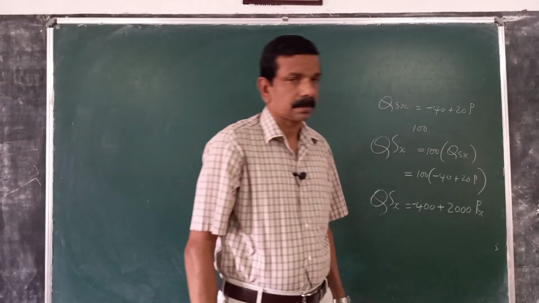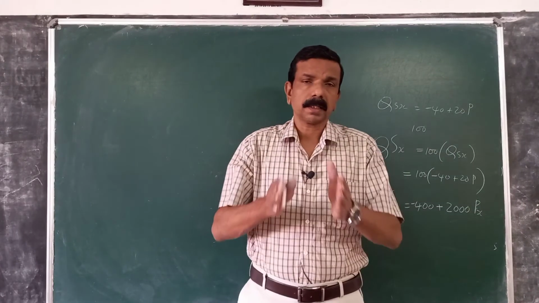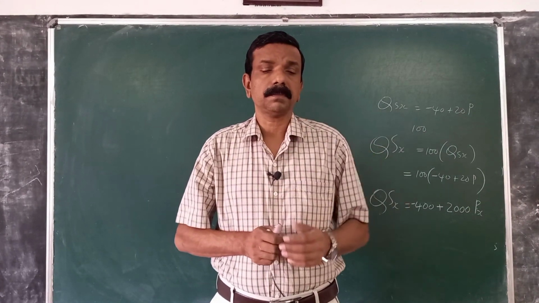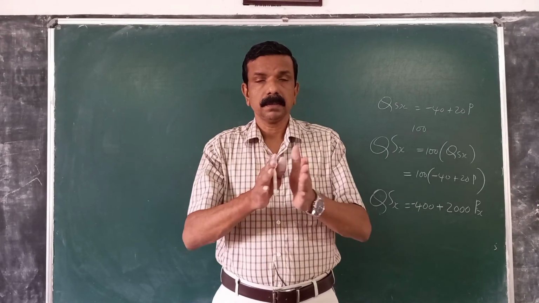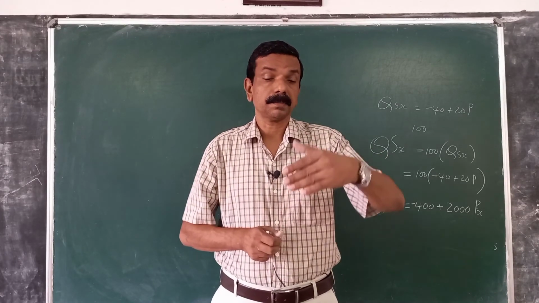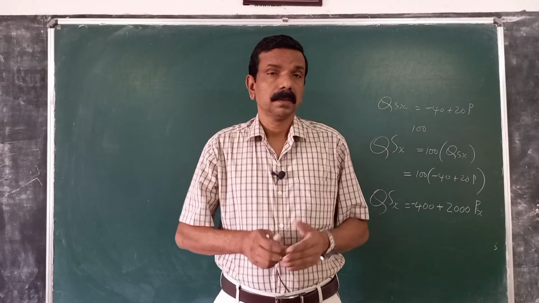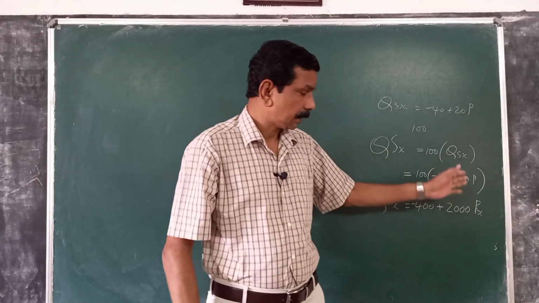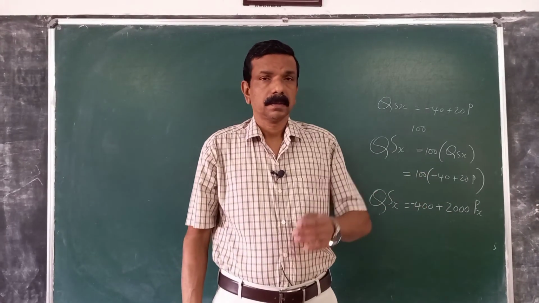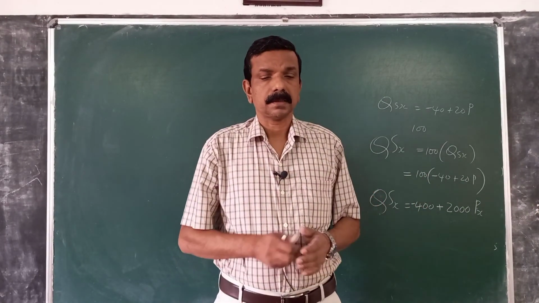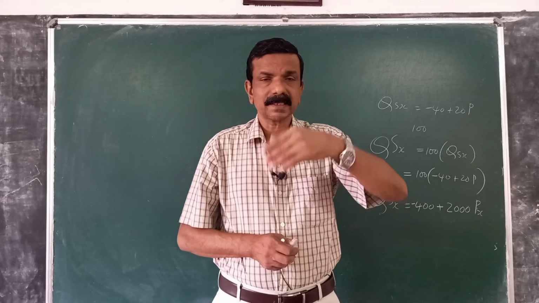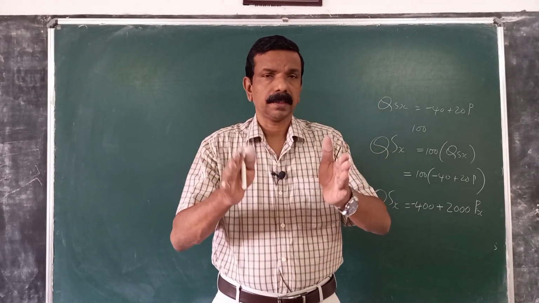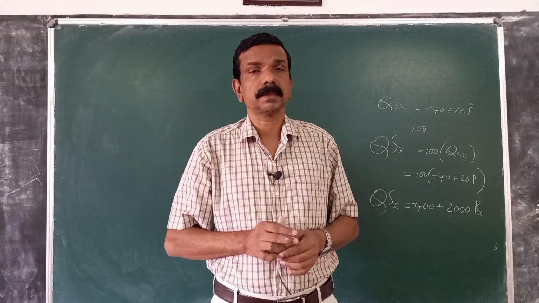So market supply is obtained by horizontal summation of individual supply curves. We will say market supply is obtained by horizontal summation of individual supply curves. That is the other side of the market. And in the next class, we will combine both and derive the market equilibrium.